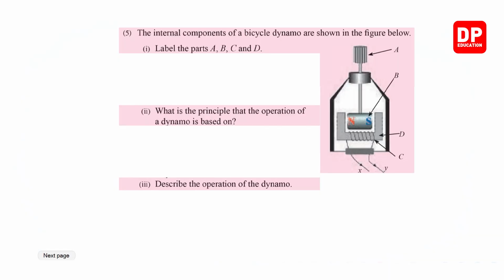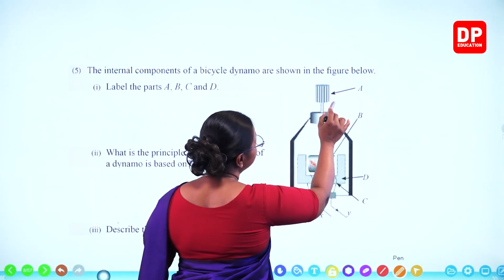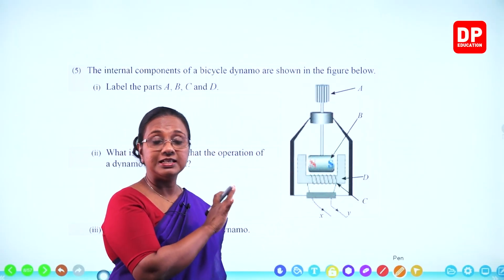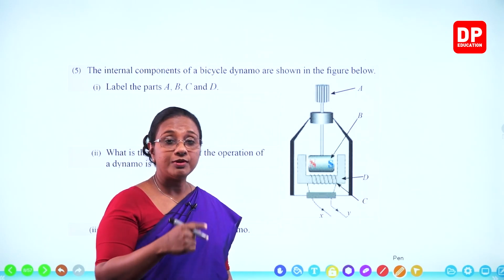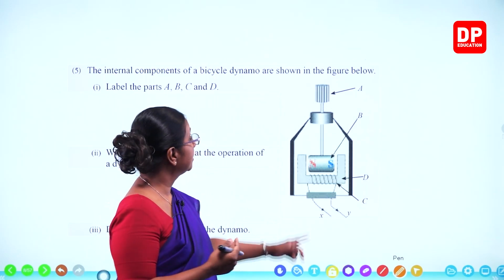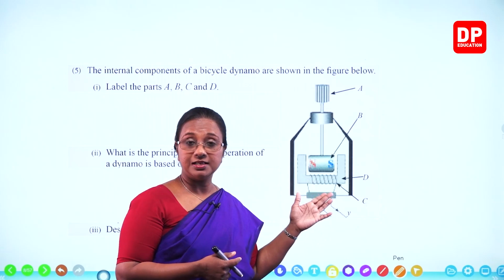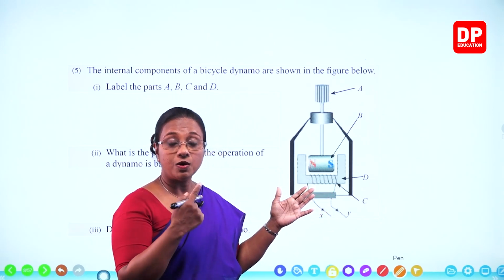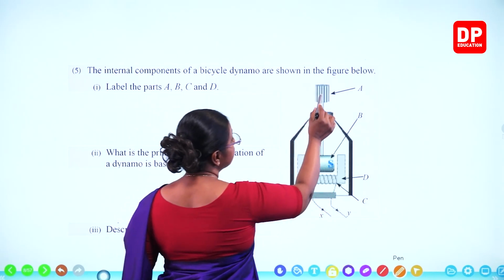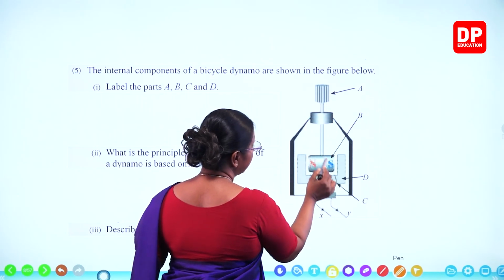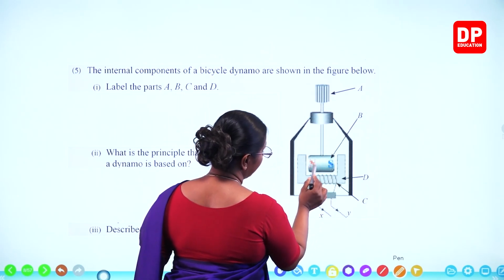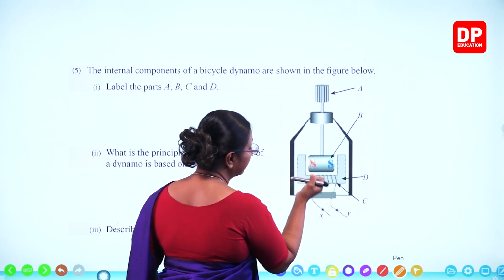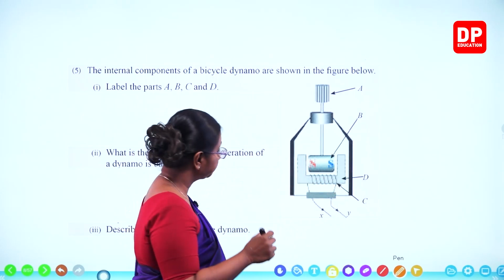This is the 5th question. Now here, as you look at the diagram, you all can identify this. This is a bicycle dynamo. Here you can see a rough head that is usually in contact with the tire. So when you ride the bicycle, the tire rotates. The rough head that is in contact with the tire will also rotate. So there you can see with the rough head, there is a rod that is connected to the magnet, north and south. So this is a magnet that can rotate.